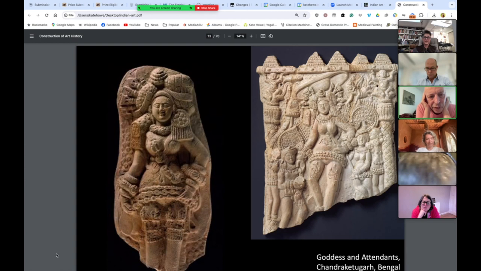The female figure is adorned with jewelry, naked other than jewelry, and the headdresses are very elaborate. The jewelry you can see is resplendent. But in a sense, it points towards a deeply matriarchal culture.